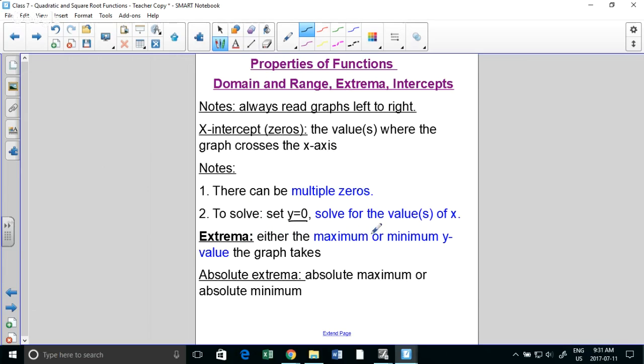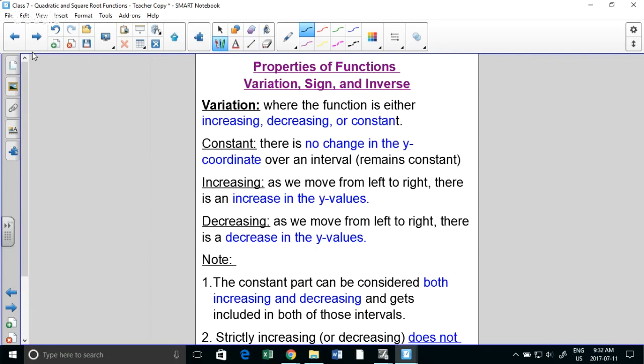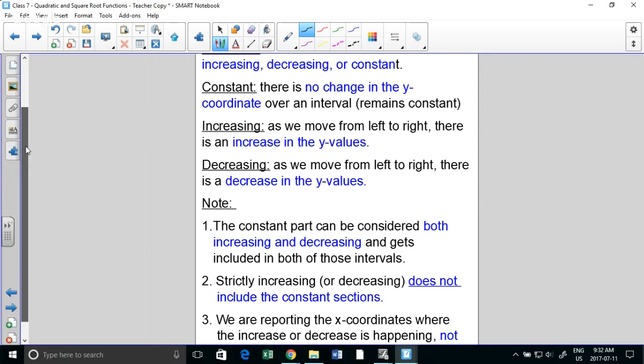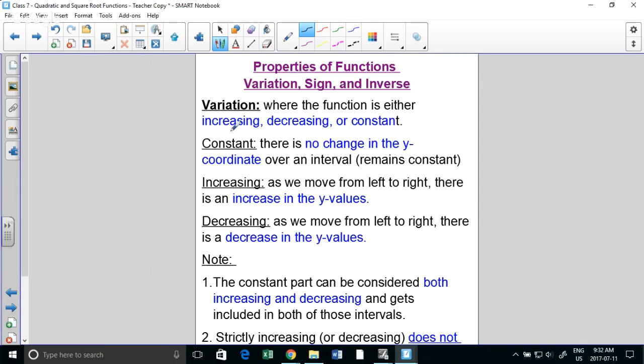Extrema, the max or the min. We have the absolute maximum, the absolute biggest y value that we see, or the absolute minimum, which would be the smallest or lowest y value that we get. Then we have variation, which is where the function is either increasing, decreasing, or constant. Constant means there is no change in the y-coordinate for a given interval, so basically a horizontal portion.